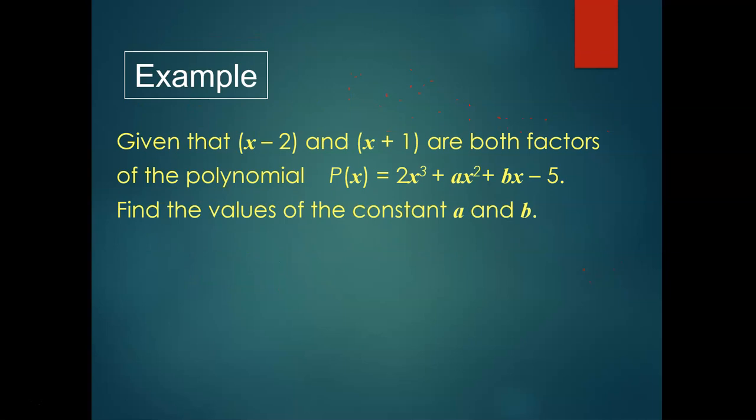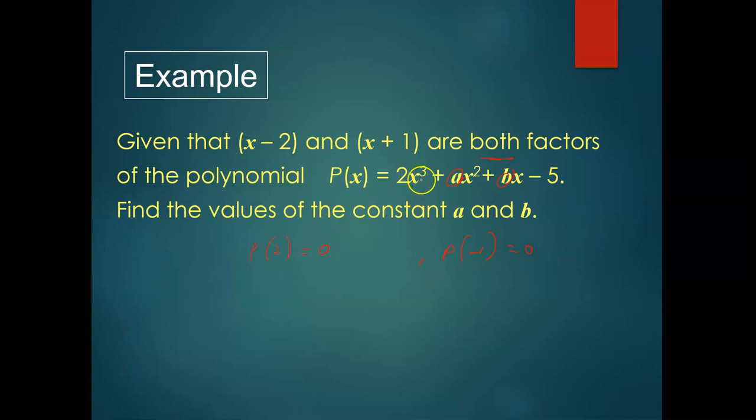Okay, how about this one? This is the combination given that x minus 2 and x plus 1 are both factors. If both are factors, they ask you to find a and b, the constant coefficients. So from here, we know that P(2) equals 0 and P(-1) equals 0.